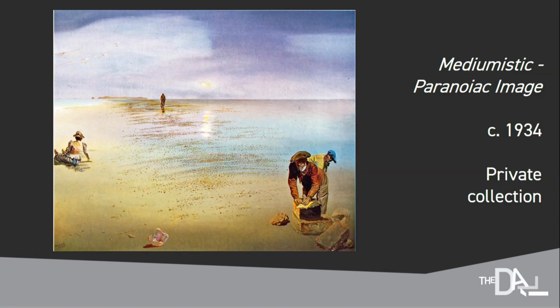And that's when we arrive at these paintings, and there's about 4 of them I'm going to show you. This one's called the Mediumistic Paranoid Image. And this painting looks so different from any of those spectral images we just saw because it looks like a photograph.